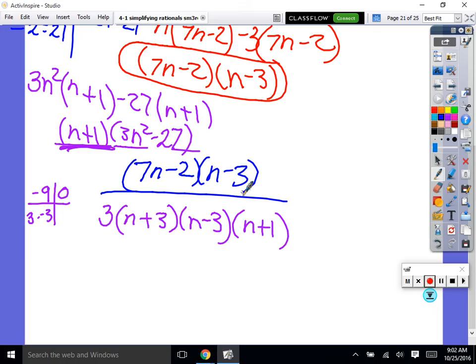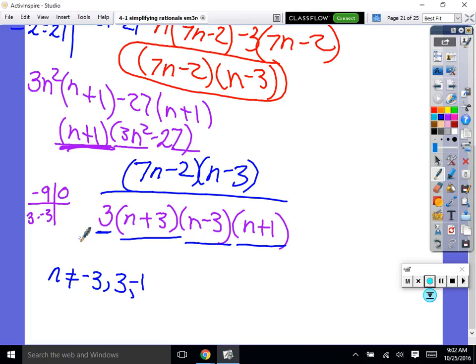Okay, now let's restrict the domain. When could the bottom equal 0? N cannot equal, for this piece, what? What about for this piece? 3. What about for this piece? What about that? Nothing, right? No variable, so it's not 0. Does that make sense? If there was a variable there. Okay, good thought though. That's what a lot of people do.